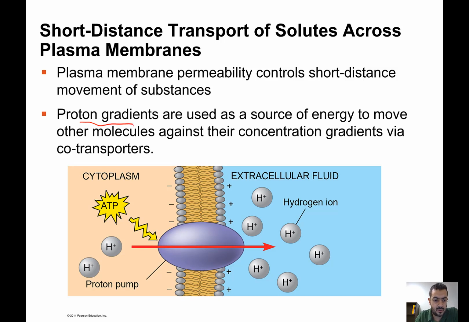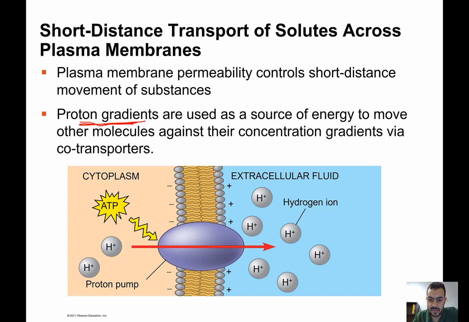So as you can see here, what is happening inside the plant, we have proton ions, this H plus. So the plant is pumping more protons from inside to the outside. That will generate a proton gradient. So proton gradient is a type of electrochemical gradient.